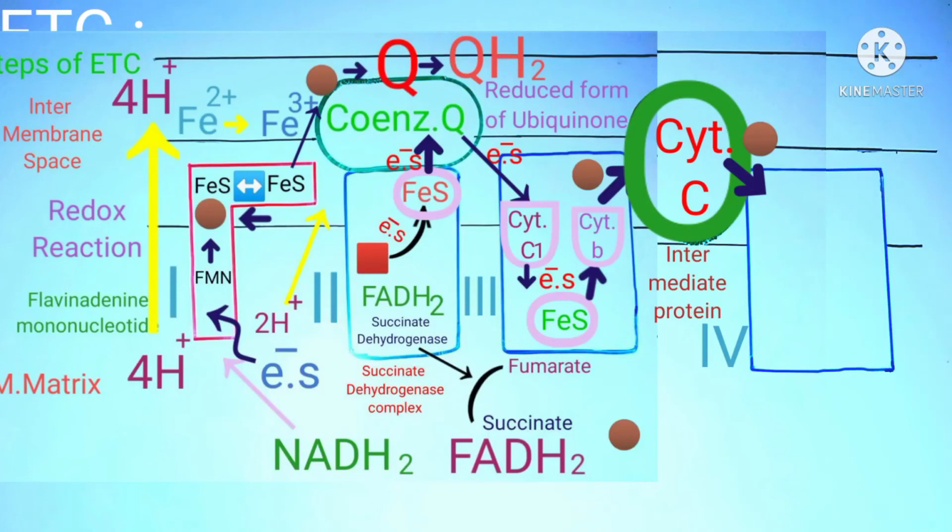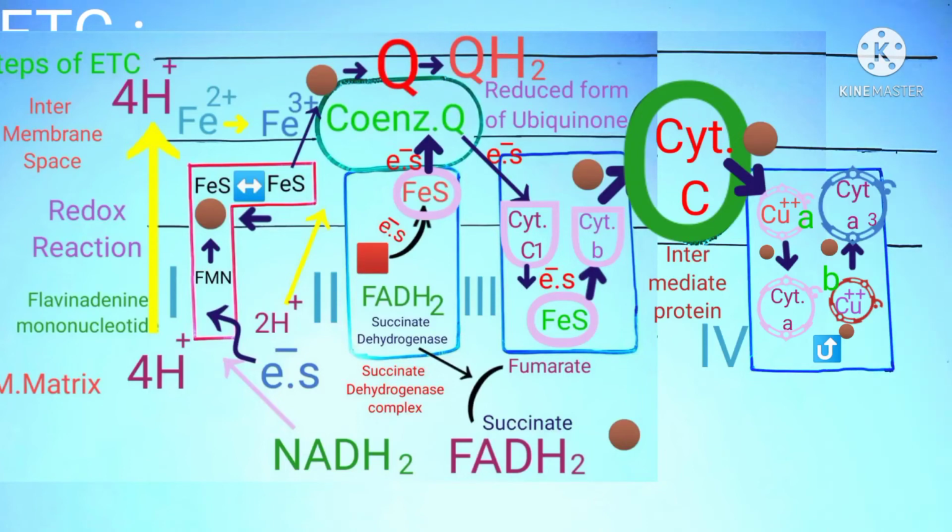In the fourth complex, the electrons are first accepted by the copper ions which are of A type. The copper ions then donate these electrons to the cytochrome A. The cytochrome A then transfers these electrons to the copper ions again which are of B type. These copper ions then transfer these electrons to the cytochrome A3. During the final step, the cytochrome A3 then hands out the electrons to the final electron acceptor which is the molecular oxygen. The molecular oxygen then combines with 2 protons from the mitochondrial matrix.